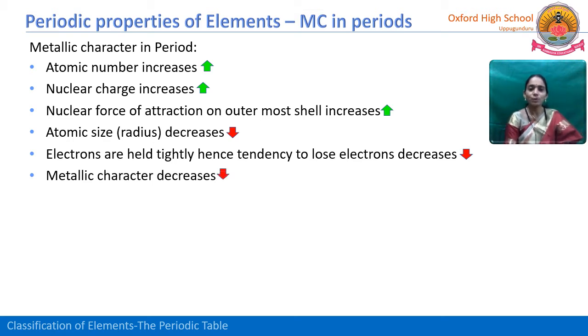In other words, when we observe the periodic table, the complete left side of the periodic table is metals. Whereas when we move from left to right, we get the non-metals on the right side. So keep in mind that all the metals are on the left side. When we move from left to right, the non-metals will appear. So the metallic character decreases from left to right in a period.